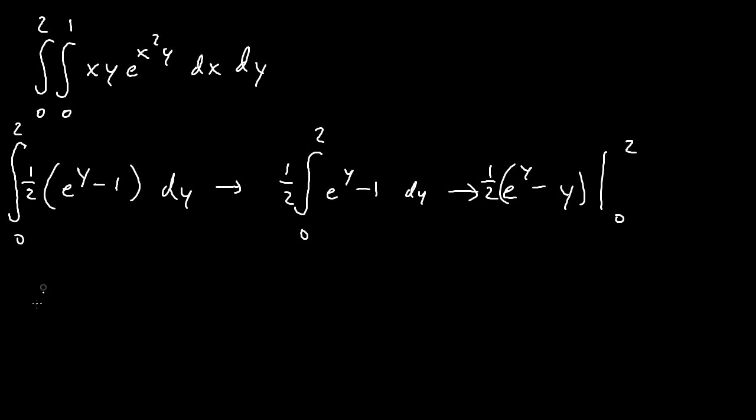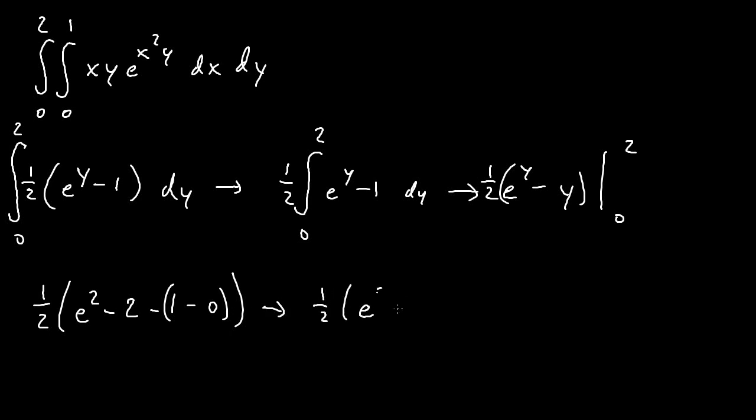So when I evaluate, we get 1/2 times, if I go ahead and plug in 2 for y, we'll get e squared minus 2, and then minus, when I plug in 0 for y, we'll get e to the 0, which is 1, minus 0. 1 minus 0 is obviously 1. So then we get 1/2 times e squared minus 2 minus 1. So then negative 2 minus 1 is negative 3. So we'll get 1/2 times e squared minus 3. And that's the final answer.